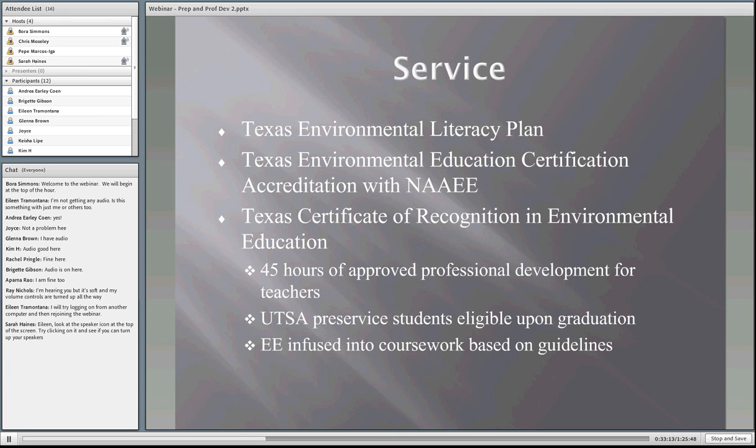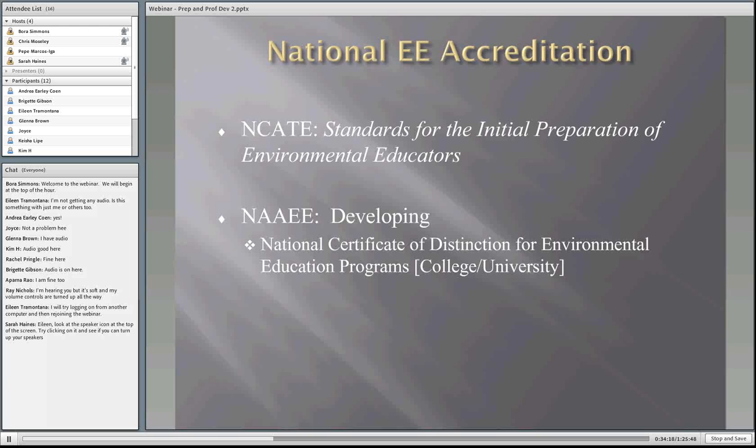And then one of the things that we have in Texas: we have no Texas certification or endorsement of EE, but we do have something called Certificate of Recognition. This is for teachers, and teachers can take 45 hours of approved professional development and then apply to receive this Certificate of Recognition. So what we have done in our pre-service program is incorporate approved environmental ed programs such as Project Learning Tree, Globe, and some of these other programs. So by the time they graduate, they are eligible to receive this Certificate of Recognition. We don't have EE courses. We can't have those courses because of other courses mandated by the state. So we are now infusing environmental ed into our existing coursework, and we're using the guidelines to help inform us as to the best way to infuse EE.